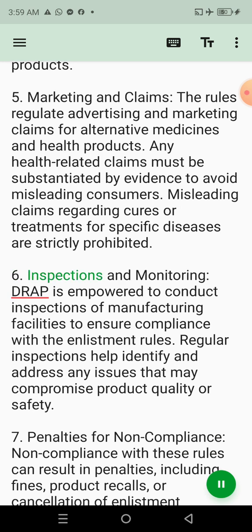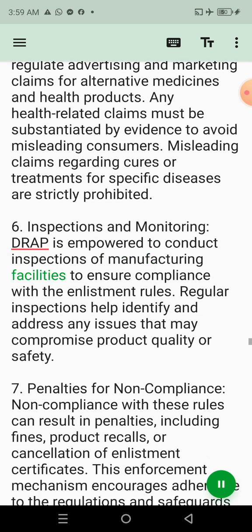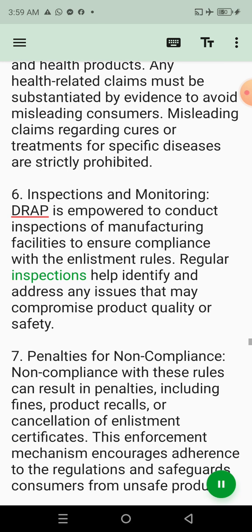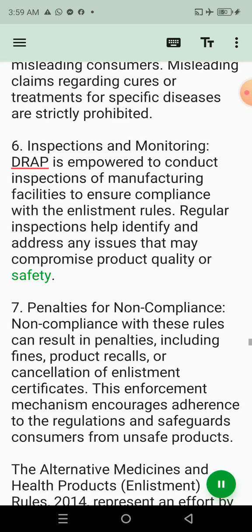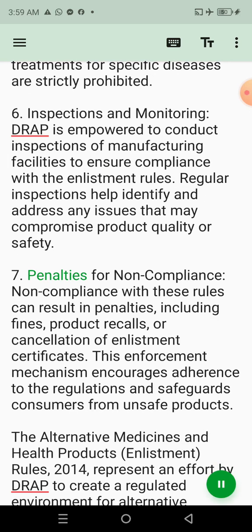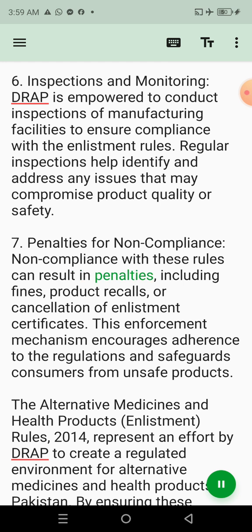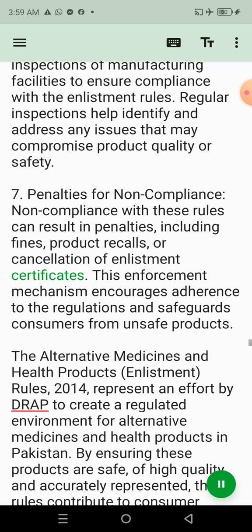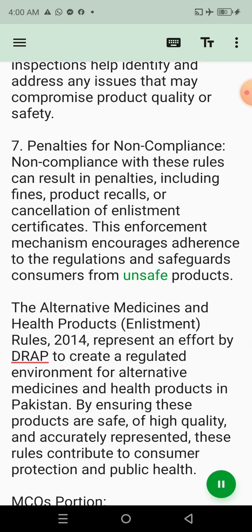6. Inspections and monitoring. DRAP is empowered to conduct inspections of manufacturing facilities to ensure compliance with the enlistment rules. Regular inspections help identify and address any issues that may compromise product quality or safety. 7. Penalties for non-compliance. Non-compliance with these rules can result in penalties, including fines, product recalls, or cancellation of enlistment certificates. This enforcement mechanism encourages adherence to the regulations and safeguards consumers from unsafe products.